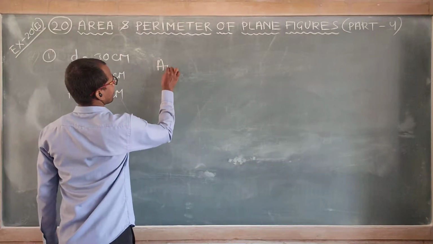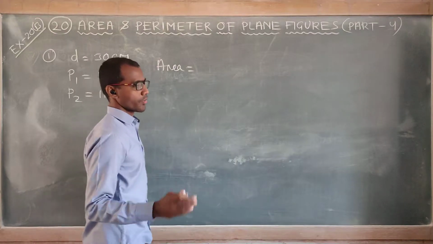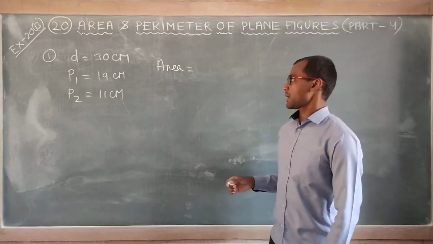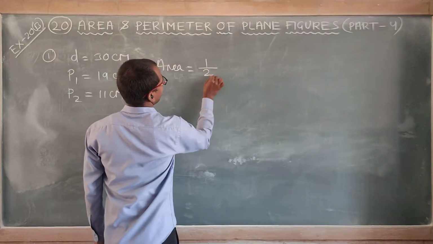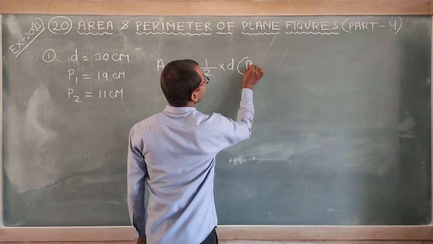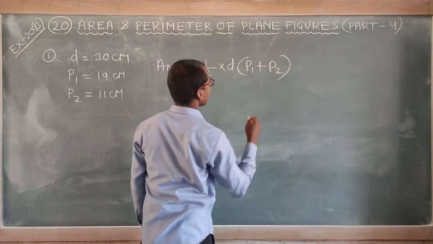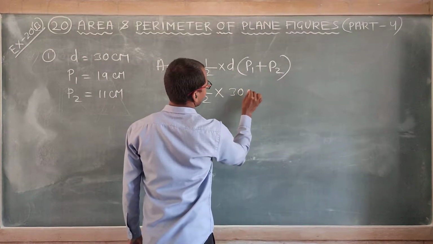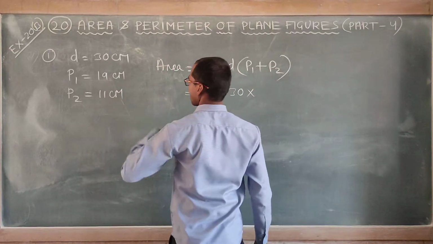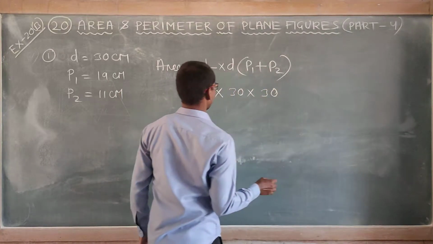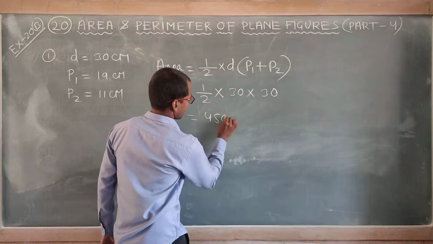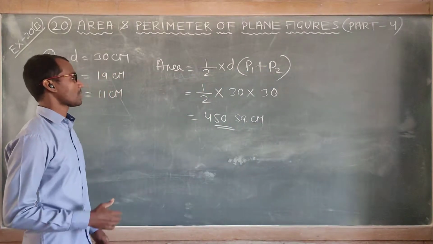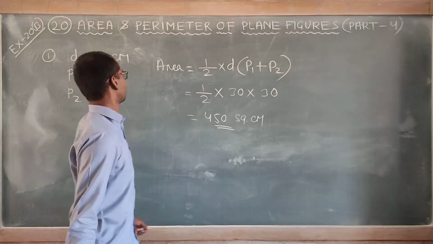So area will be, we know, if one diagonal is given and two perpendiculars are given on that diagonal from the remaining two vertices, area is equal to half into B into P1 plus P2. So 1 by 2 into 30 into P1 plus P2, means 19 plus 11, that is again 30. So this will be 450 square cm. So area of the quadrilateral is 450 square cm.